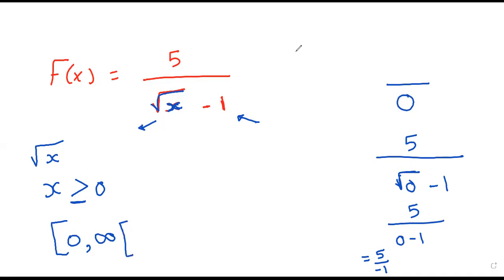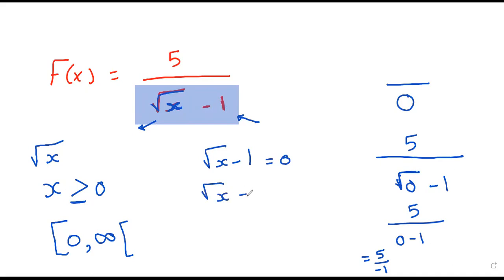But we couldn't put 0 in the denominator. So find the zeros of the denominator. The square root of x minus 1 equals 0. Okay, so the square root of x equals 1. By squaring both sides, you will find that x equals 1.